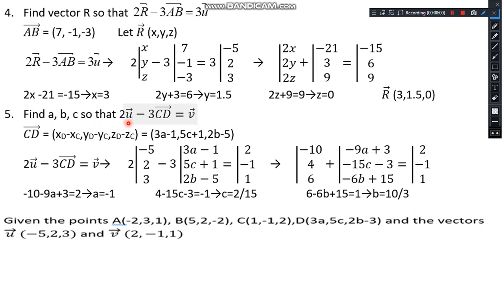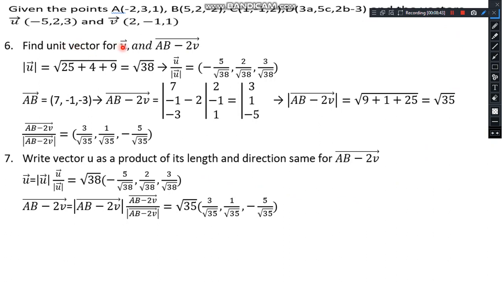Find a, b, c so that 2u minus 3CD equals vector v. CD, as you can see in D, you have a and c, b and c here. So 2 vector u minus 3 times (D minus C). So 3a minus 1, 5c plus 1, 2b minus 3 minus 2 is 2b minus 5, equal to vector v. Same story, minus 10, minus 9a plus 3, equal to 2. You can find a. Here 4 minus 15c minus 3 equals minus 1. You're going to find c. And 6 minus 6b plus 15 equals 1. You're going to find b.